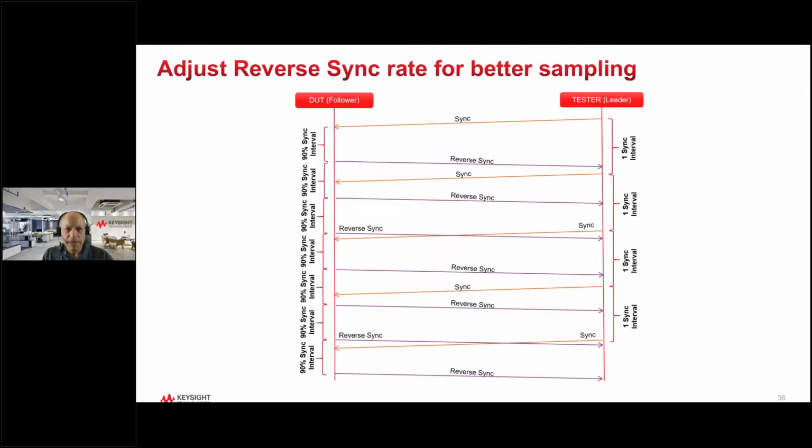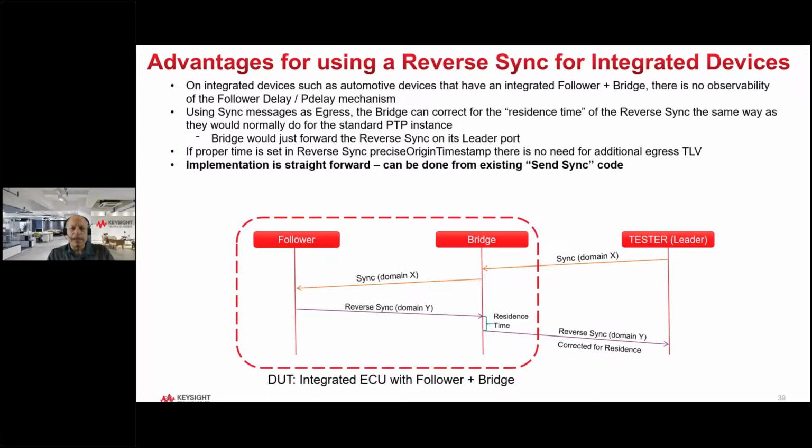We can adjust the reverse sync rate for better sampling, so you can do the reverse sync at a rate that's different than the sync message, and it can be any rate. Typically you're going to do it at a rate that's significantly slower than the sync, but you can do it at any rate you want. This doesn't apply to data centers, but there is an advantage to using reverse sync for integrated devices, which have a follower and a bridge internally and don't expose the connections between them. The advantage is that a reverse sync can traverse the bridge, and the implementation is relatively straightforward. It can be done using existing signaling code.